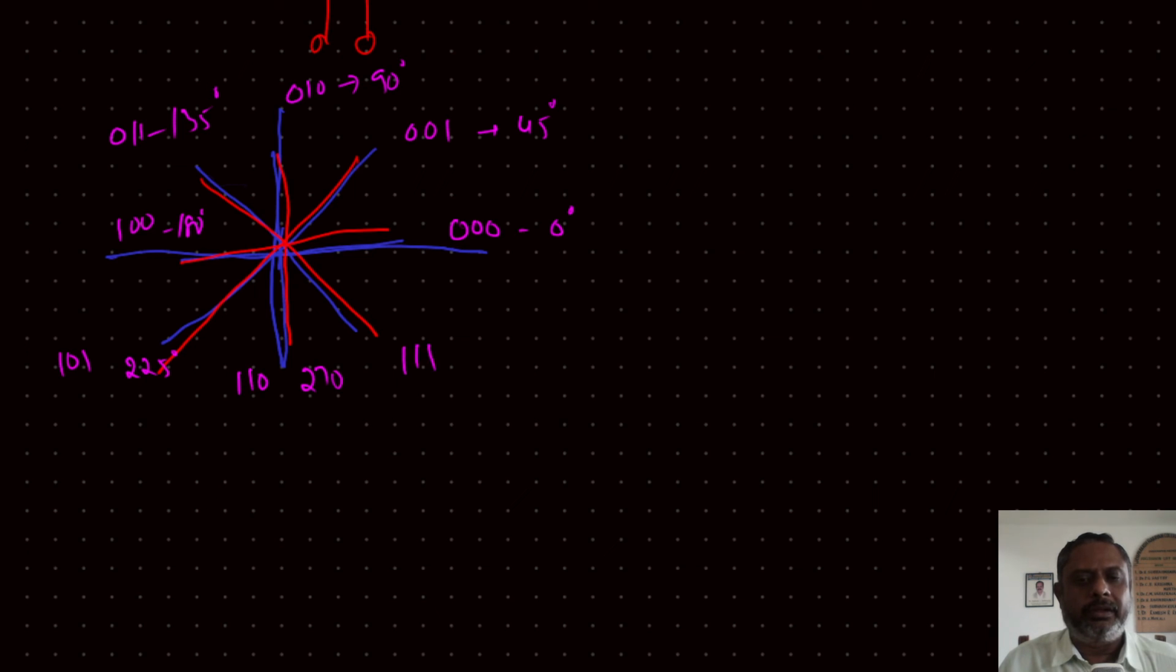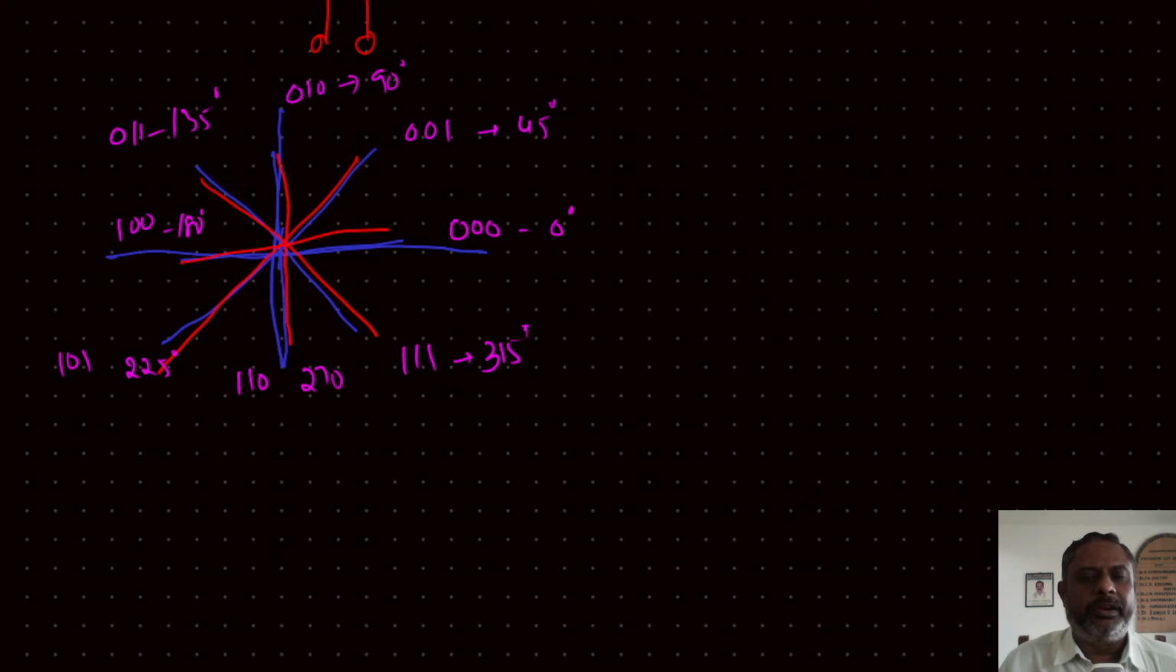So I can say if it is 0 0 0, I can use 0 degree. If it is 0 0 1, I can say use 45 degree. If it is 0 1 0, you can use 90 degree. If it is 0 1 1, you can use 135 degree, and if it is 1 0 0, you can use 180 degree, and if it is 1 0 1, you can use 225 degree, and if it is 1 1 0, you can use 270 degree, and finally 1 1 1, you can use 315 degrees.